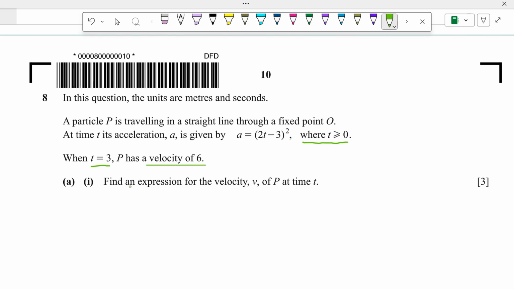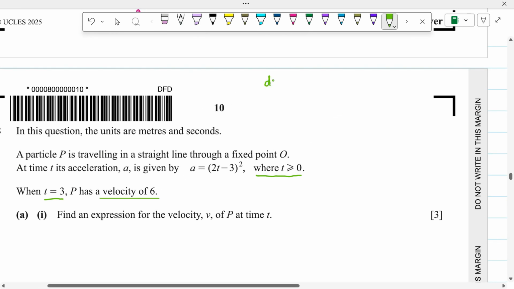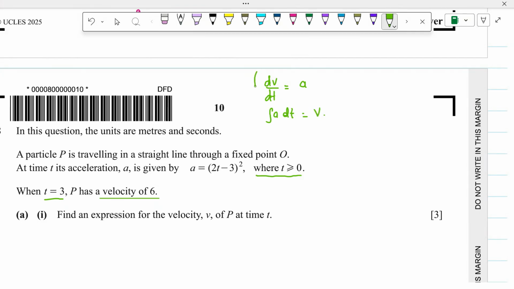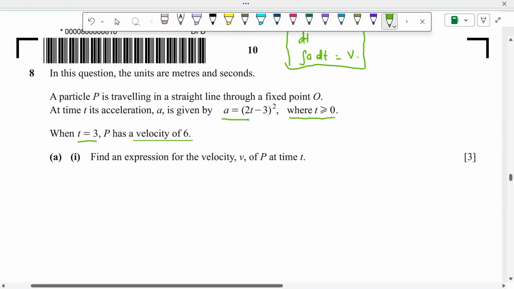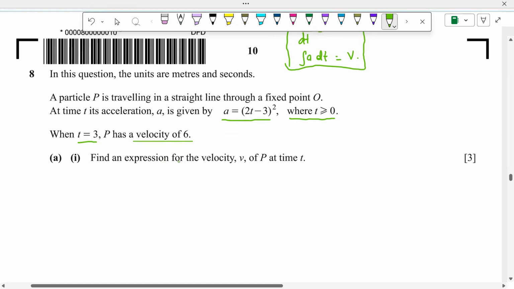Part A. Find an expression for the velocity v of P at time t. We know that the derivative of velocity with respect to time is equal to acceleration, and integration of acceleration with respect to time is equal to velocity. This is the main concept we will use to solve this question. So we already have the acceleration. If we integrate this acceleration with respect to time, we will get the expression for the velocity.